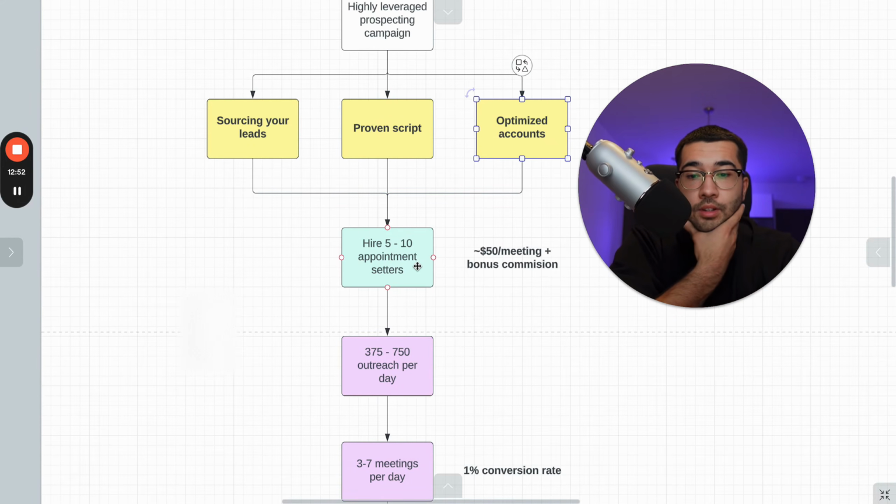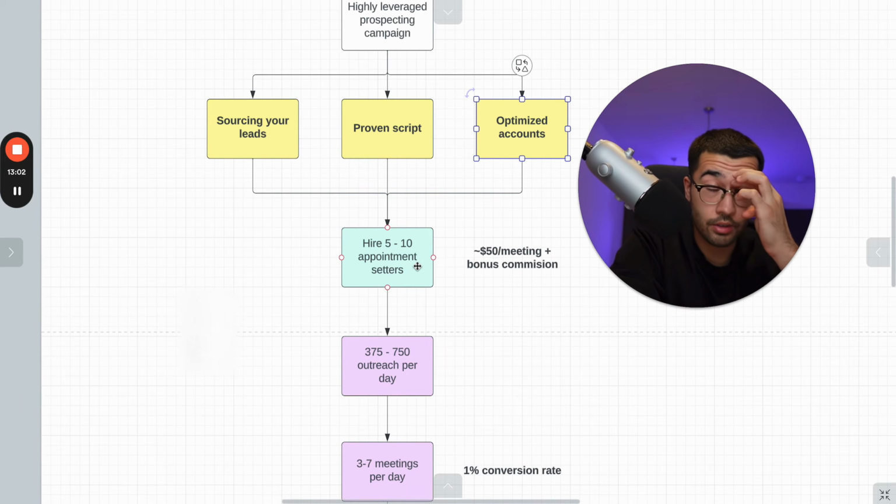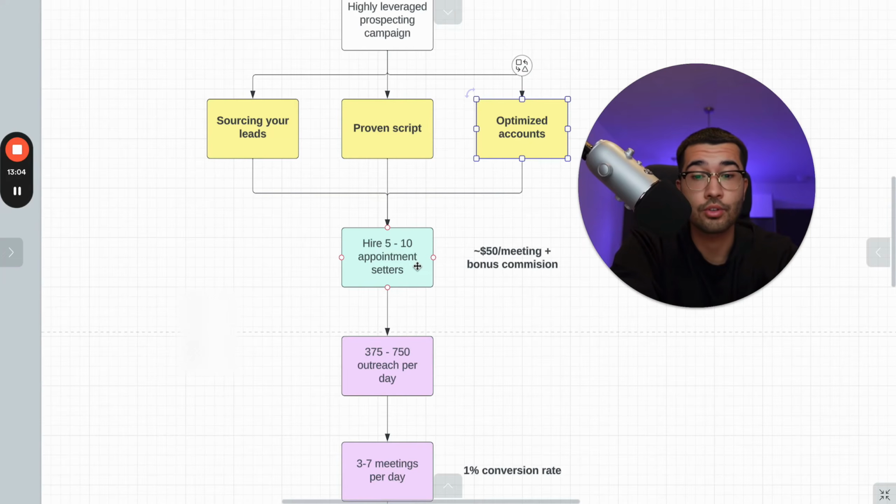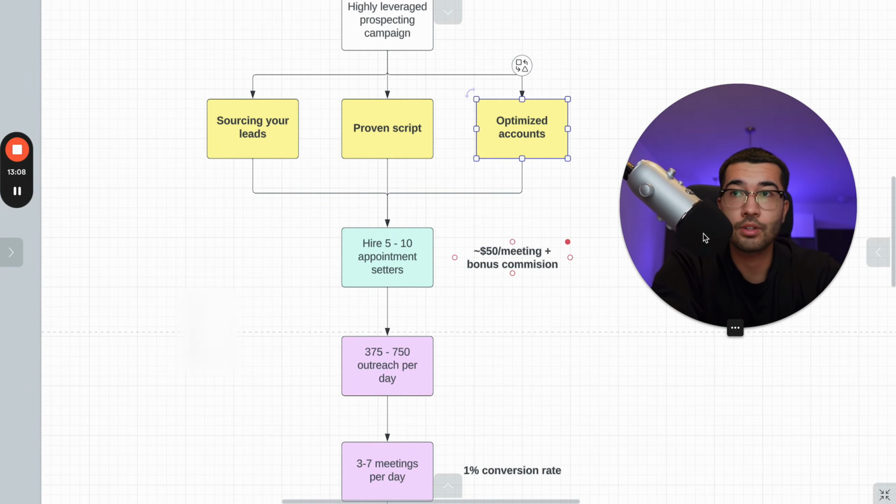All right, now how many DMs can one appointment setter send, and how many meetings can they set? Those are important numbers to know. Obviously, it depends on their skill, how hard they work, how many hours, the niche you're going after, and what is deemed a qualified appointment as well. There's lots of factors to put into play. So I'm just going to show you my numbers.